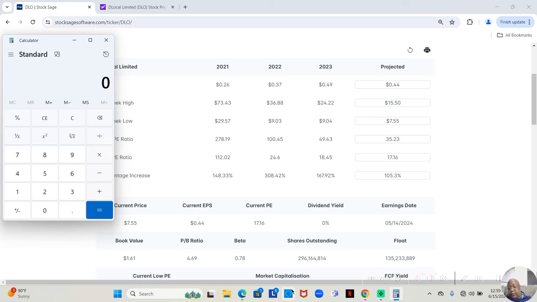We're going to say 49 minus 18 equals 31. So we're going to say 31 plus our current PE, 17.16, equals 48.16, which almost matches 2023. 2023 was 49.43, and this one would be 48.16. And we're going to multiply that times our current earnings per share, 0.44, equals 21.19.